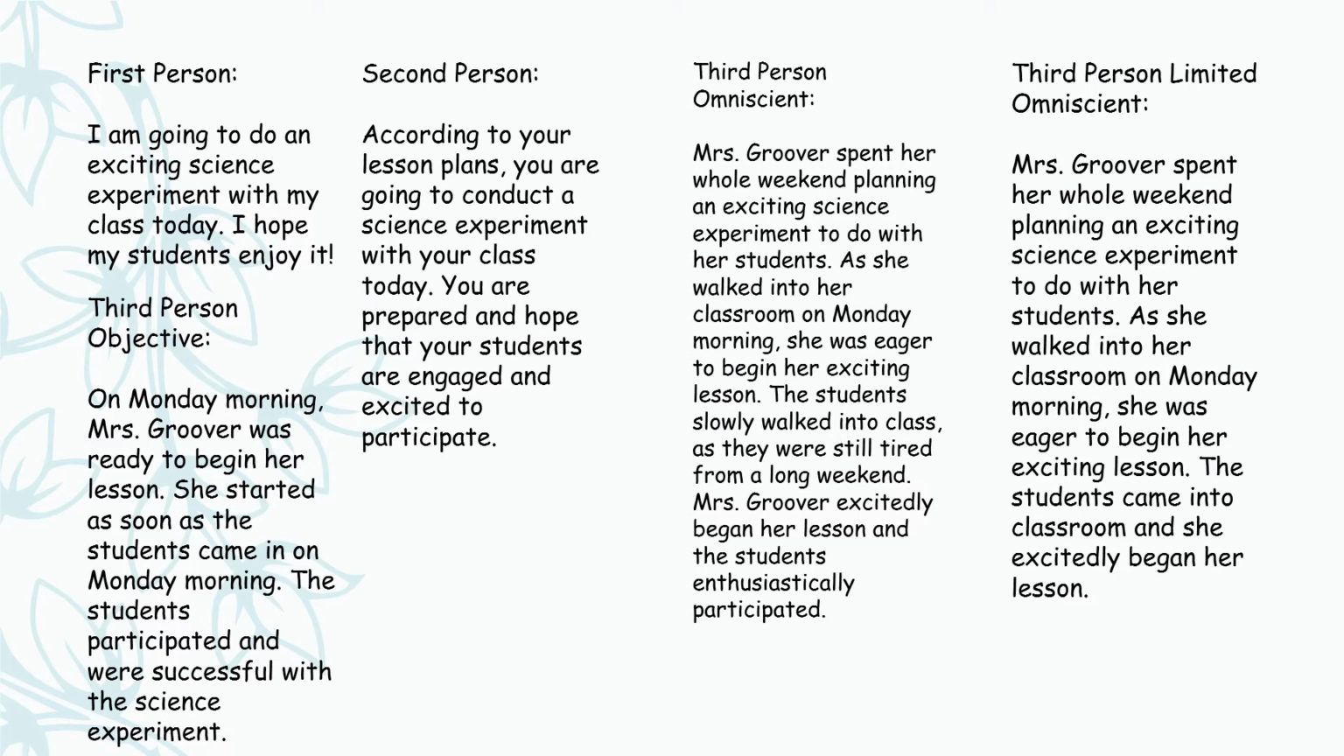Now, when this scenario is written from the third person objective, this is when the narrator is like an onlooker, just telling what's happening. So on Monday morning, Miss Gruber was ready to begin her lesson. She started as soon as the students came in on Monday morning. The students participated and were successful with the science experiment. So this is like an onlooker just kind of saying what's happening and what the characters are doing.